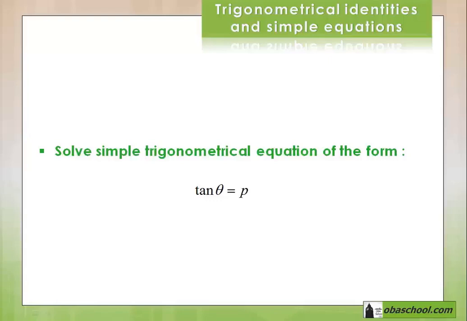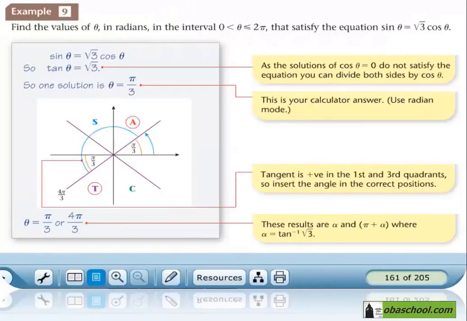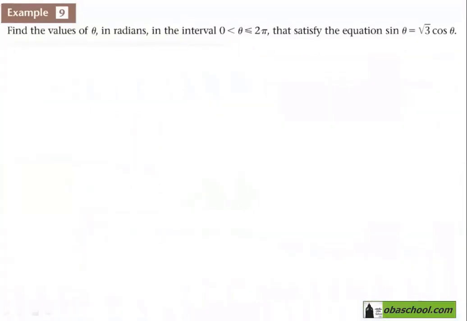Solve simple trigonometrical equations of the form tangent theta equals p, where p can be any real number. Look at this example. Find the values of theta in radians in the interval where theta is between 0 and 2 pi that satisfy the equation sine theta equals radical 3 cosine theta.